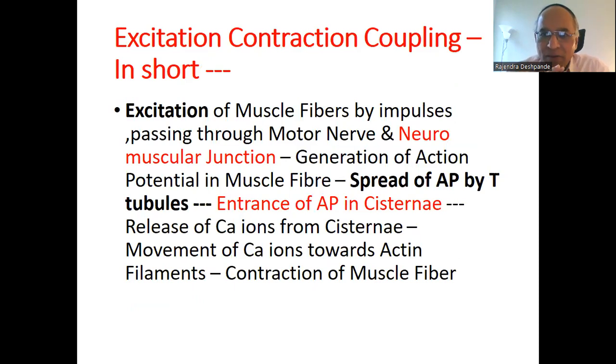The sequence is: excitation of the muscle fiber by an impulse passing through the motor nerve and neuromuscular junction, generation of action potential in the muscle fiber, spread of action potential by T-tubules, entrance of action potential into the cisternae, release of calcium ions from the cisternae, movement of calcium ions towards the actin filament, and then the contraction of the muscle fiber. This is a short summary of what you have understood till now.